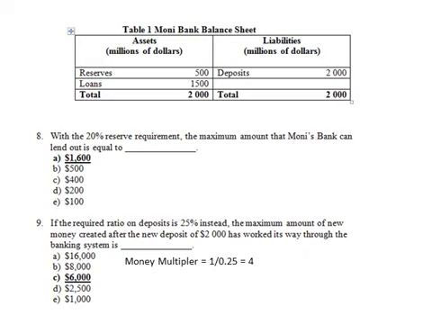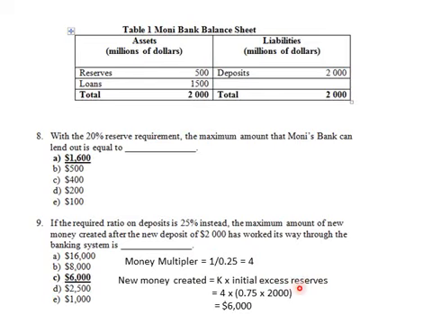Now we complete the formula. New money created, we take 4 times the initial excess reserve, the amount that it can lend out. Now it can lend out a maximum of 75% of the deposit, which is $1,500. So we take 0.75, the remainder that it can lend out, times the $2,000 deposit, which is $1,500. So the maximum that it can create now is $6,000. Calculate the money multiplier and then apply it to the new money created formula.